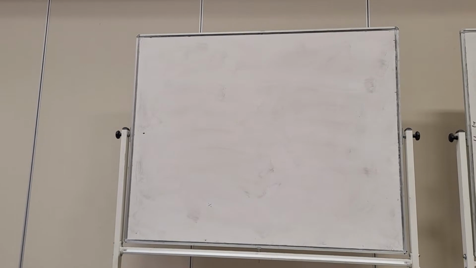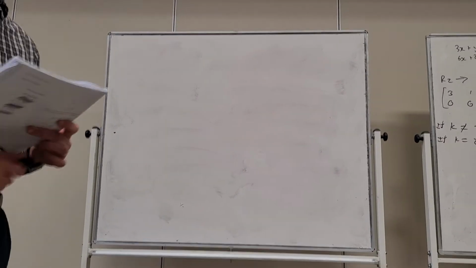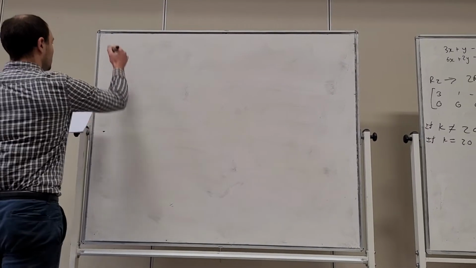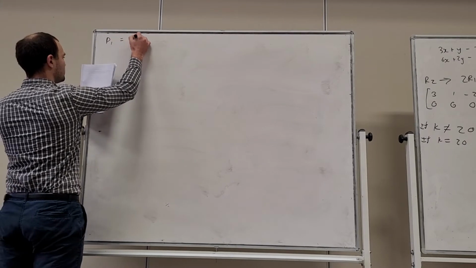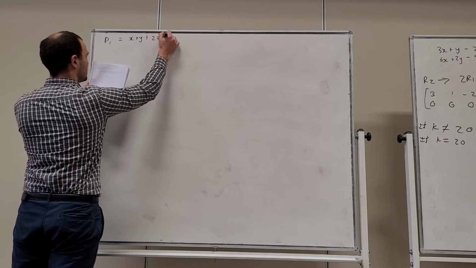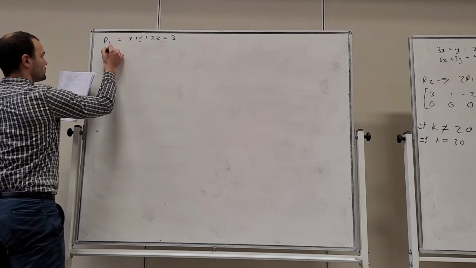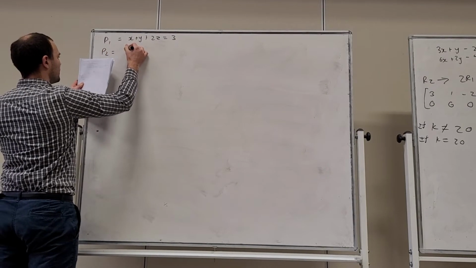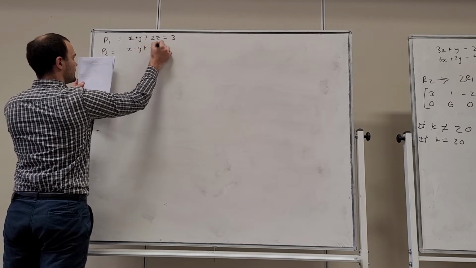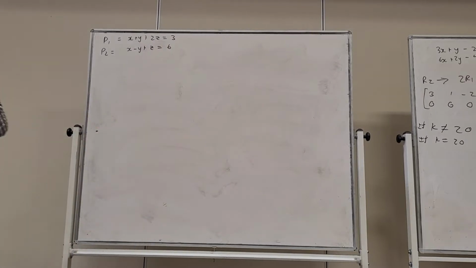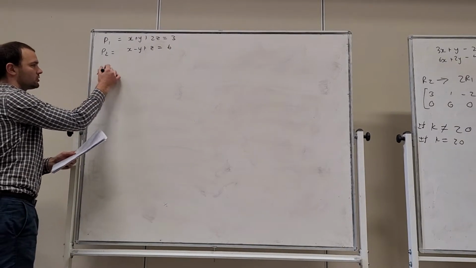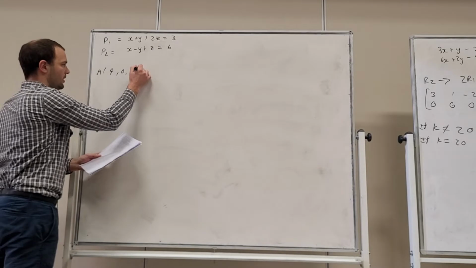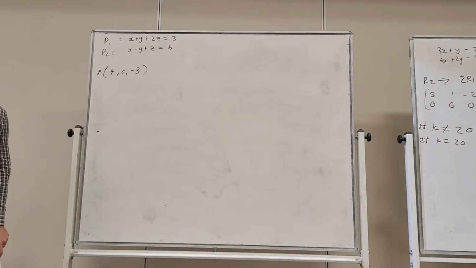So we've got, consider the planes, and we've got these two planes here. Show that the point, so I'm going to write them up, plane 1 is x plus y plus 2z equals 3. And plane 2 is x take y plus z equals 6. Show that the point A, which is 9, 0, and minus 3, lies on both planes.